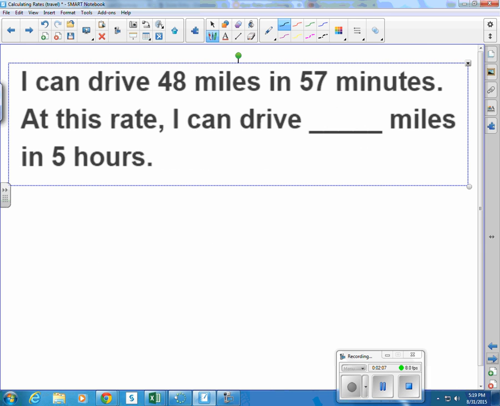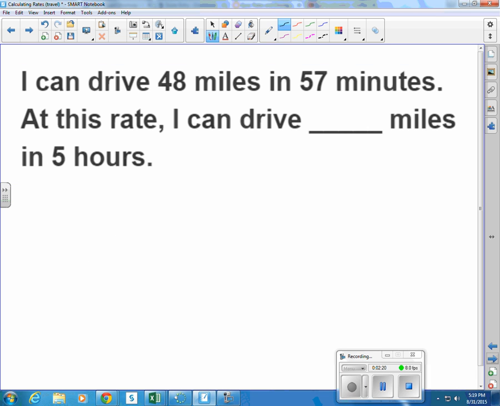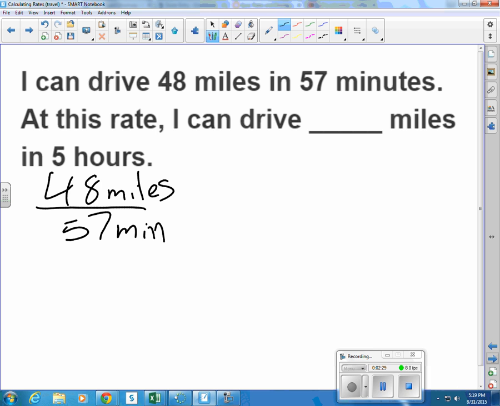So if I can drive 48 miles in 57 minutes at this rate, I can drive how many miles in 5 hours? If I want to know miles per hour, I need to convert from miles per minute. So let's figure out miles per minute first. 48 miles in 57 minutes, and there are 60 minutes per hour. So if I multiply 48 times 60 and then divide by 57, the units will be miles per hour.